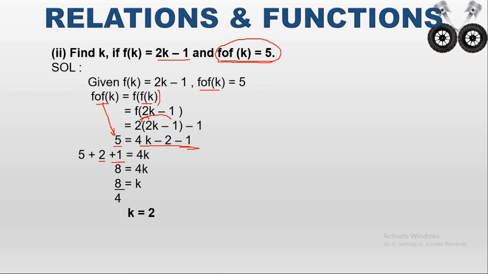8 equal to 4k. Here 4 is multiplied with the k. Whenever it comes to the RHS, it will become division. So 8 divided by 4, I can cut 4 with 8. So it will become 1 4s are 4, 2 4s are 8. So k equal to 2. So that is what they asked you to find, the value.